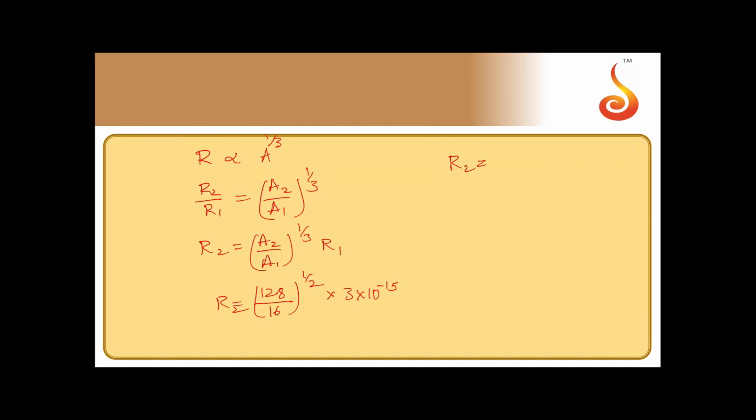So R2 will be equal to 128 by 16 is 8, 8 to the power 1 by 3, that is cube root of 8 into 3 into 10 to the power minus 15. Cube root of 8 is 2, so it is 2 into 3 into 10 power minus 15 meter, that is 6 into 10 power minus 15 meter. This is R2. So that should be option C.